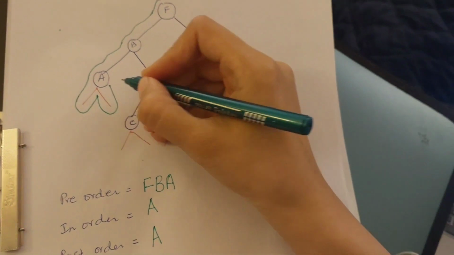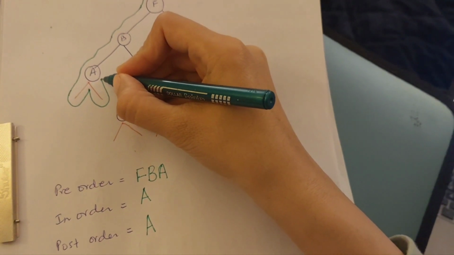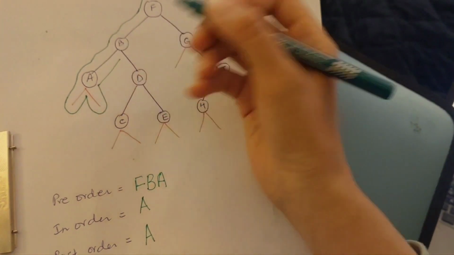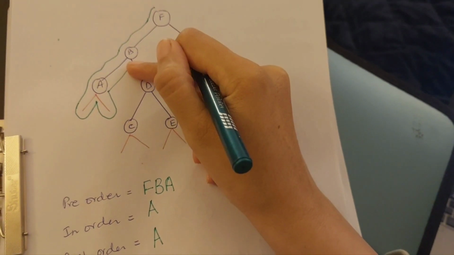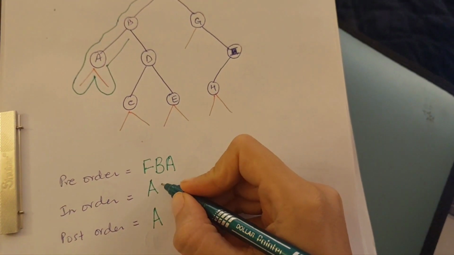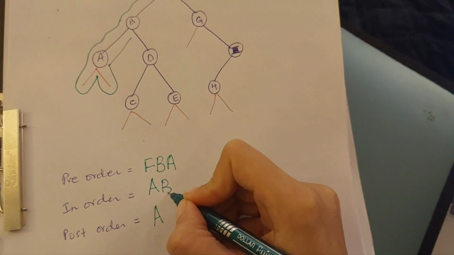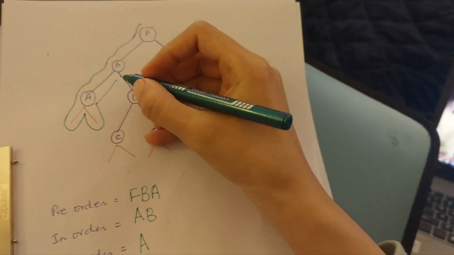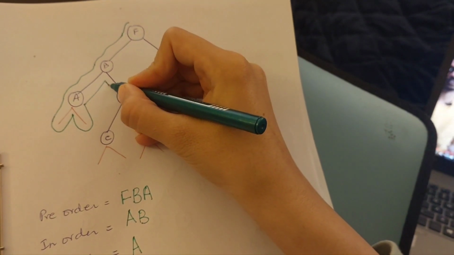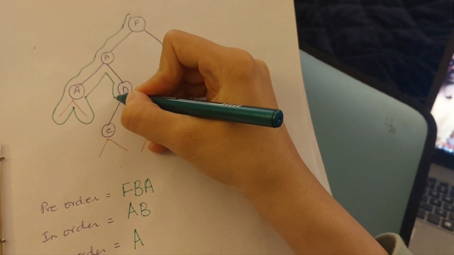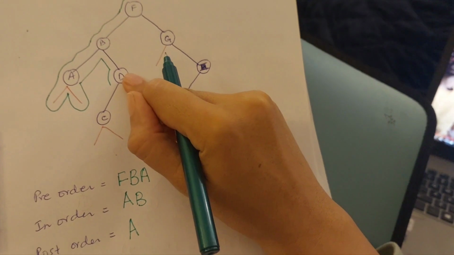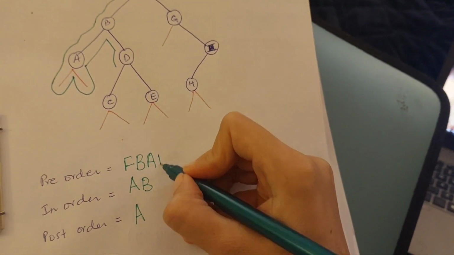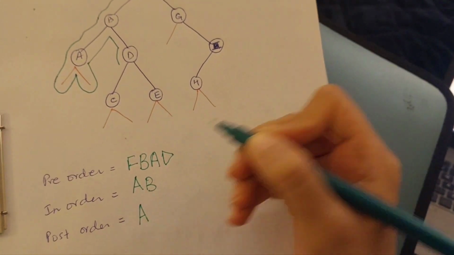So now from node A, I will move further and I will reach node B. This is my second visit of node B, and second visits are always written into in-order. So I will write B over here. From B, I will continue my journey and I will reach node D. This is my first visit of node D, so node D will be written into pre-order, right?